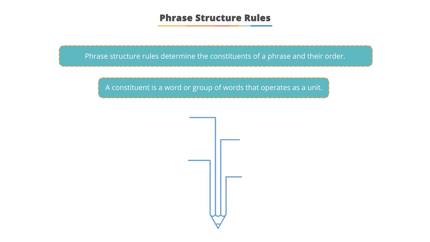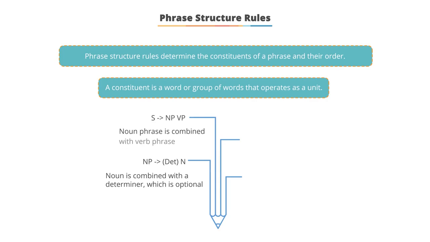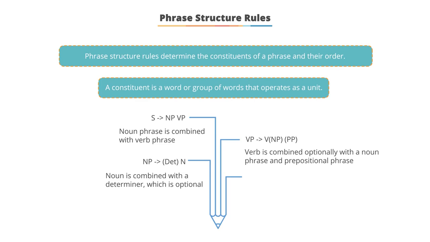The given diagram represents that a noun phrase is determined when a noun is combined with a determiner, and the determiner can be optional. A sentence is determined when a noun phrase is combined with a verb phrase. A verb phrase is determined when a verb is combined optionally with a noun phrase and a prepositional phrase. And a prepositional phrase is determined when a preposition is combined with a noun phrase.